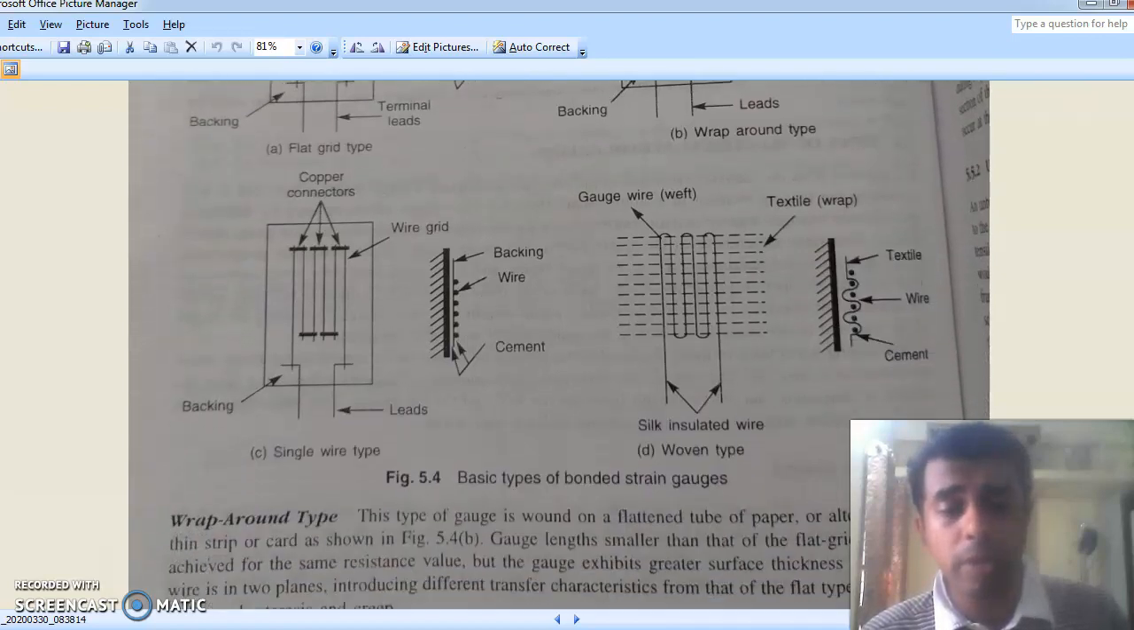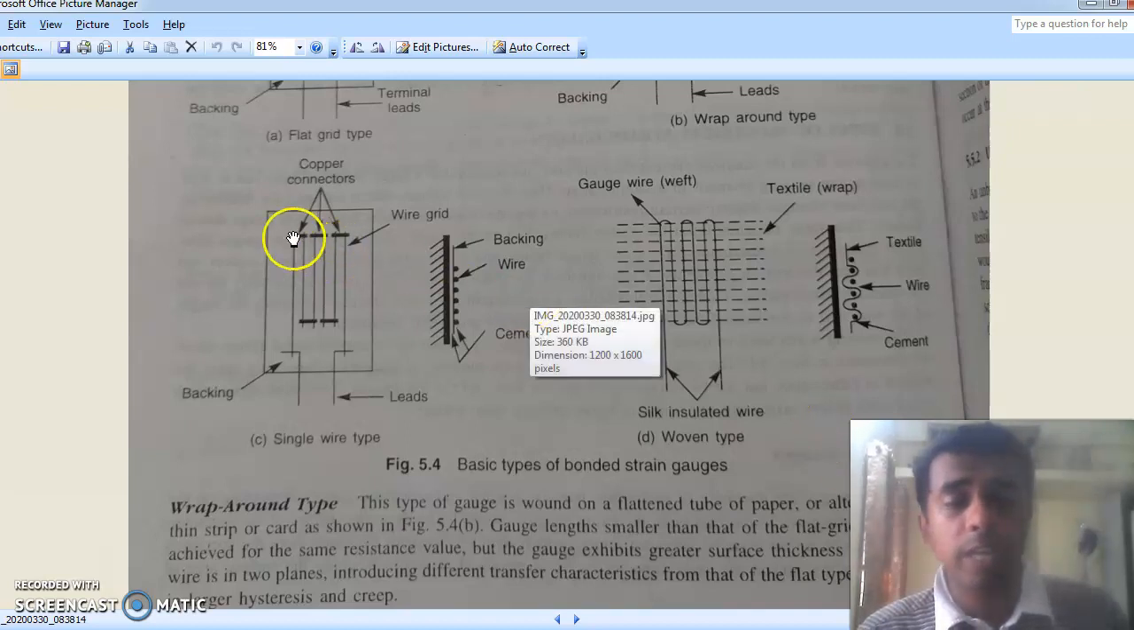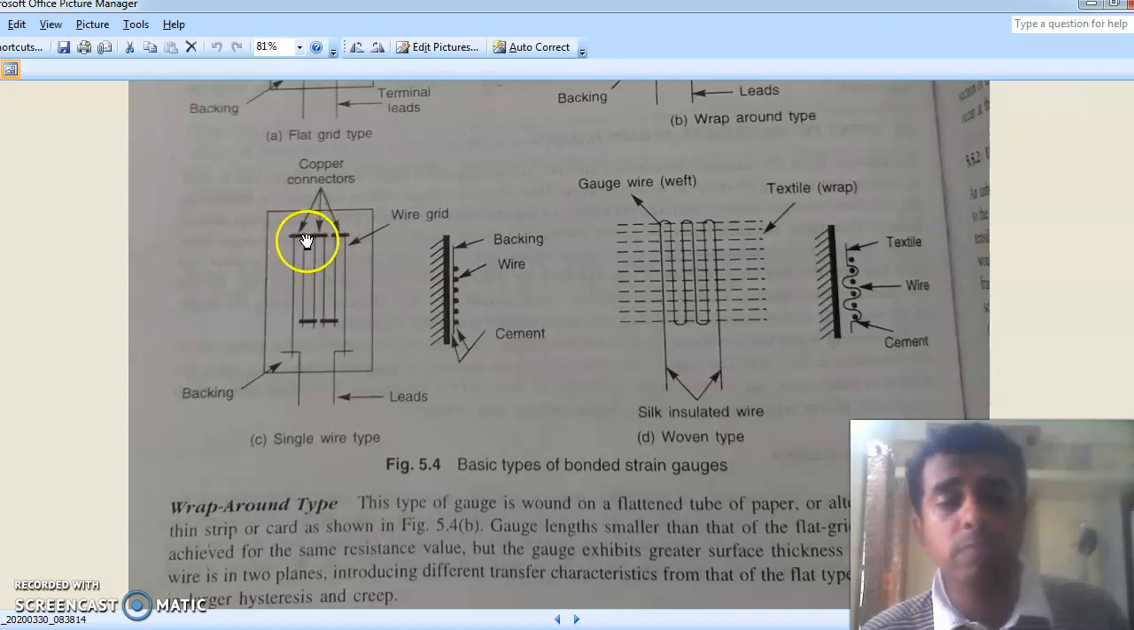Now we have another important type, that is the single wire type, where there are many single wires attached at the ends with some strips. So these wires are attached to those strips. You can see that there is no continuity of material, although electrical continuity is there, because this wire is of some material and this strip is of some other material. Now this arrangement is again glued onto a backing. This backing will absorb the strain. So this again takes care of cross sensitivity, and it has minimum cross sensitivity.